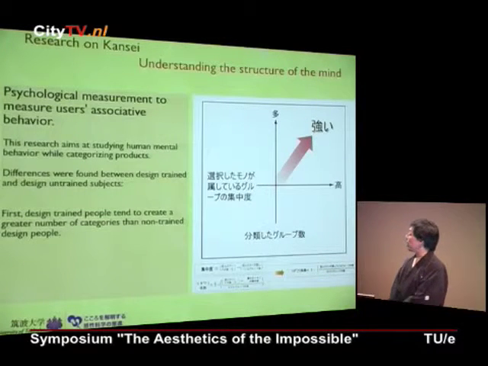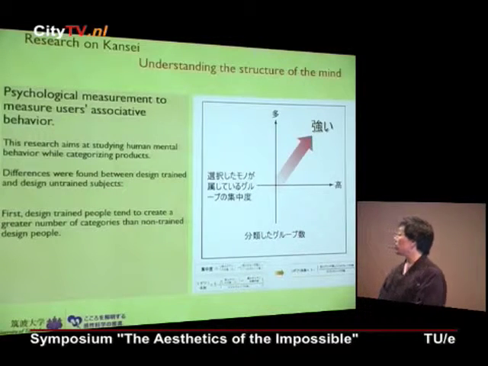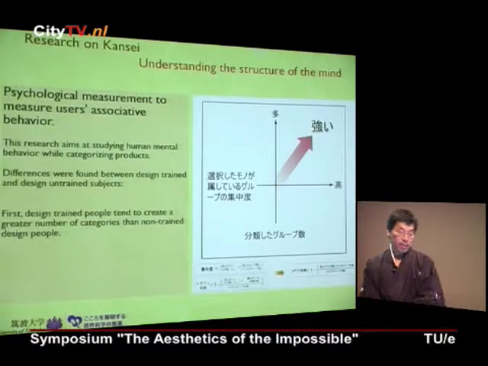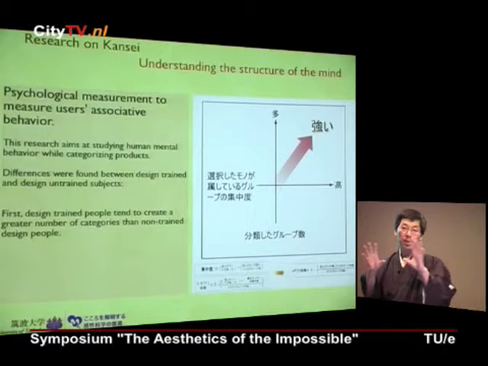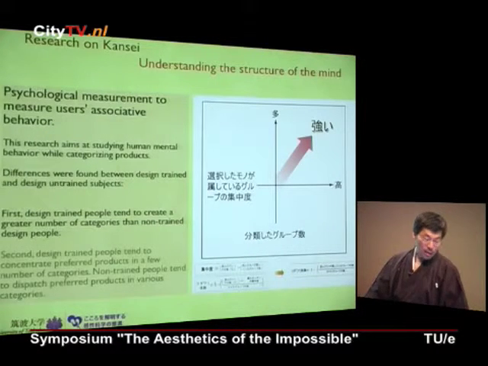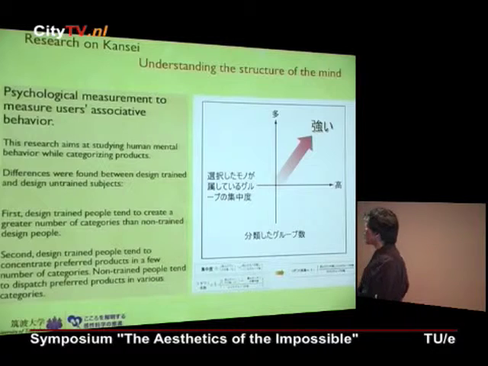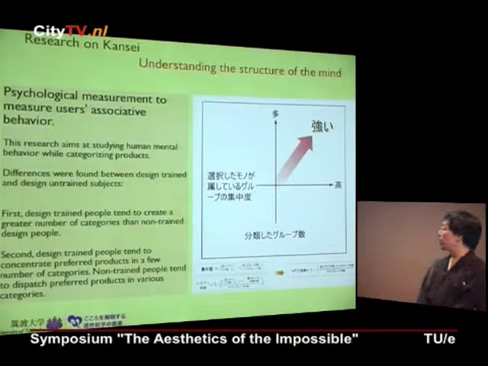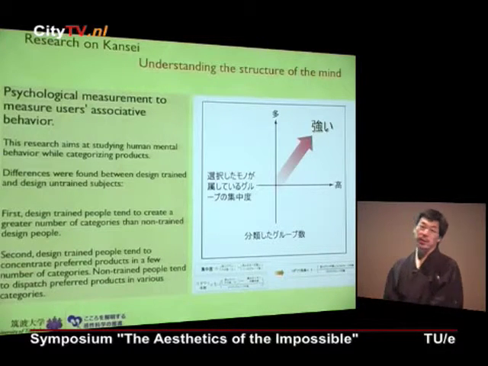Firstly, design-trained people tend to create a greater number of categories than non-trained people. That means design-trained people tend to apply more categories than the untrained people. That is understandable. But at the same time, design-trained people tend to concentrate preferred products in a few categories. Non-trained people tend to disperse the preferred products across various categories.